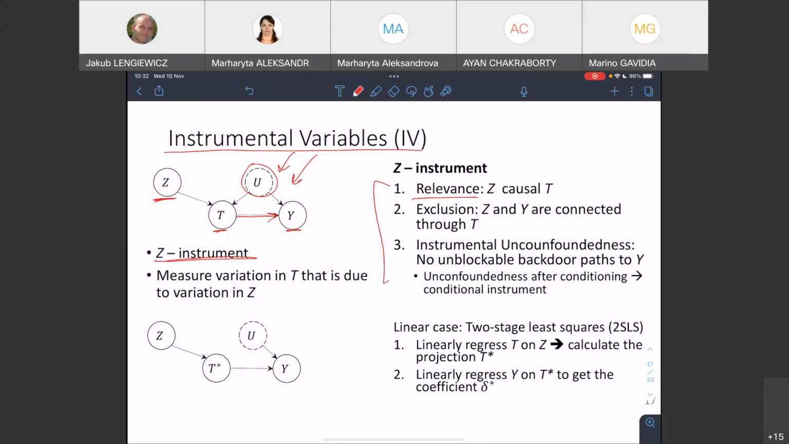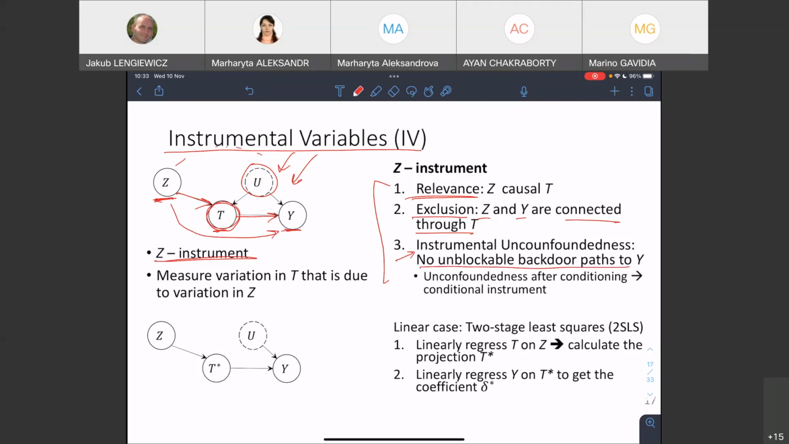In particular, the first condition is relevance: Z is a cause of T. The second is exclusion: Z and Y are connected only through T, so all the causal relationship between Z and Y goes via variable T. And the last one is unconfoundedness: there are no unblockable backdoor paths from Z to Y. As we see in this structure, there are no backdoor paths at all, so this condition is satisfied.